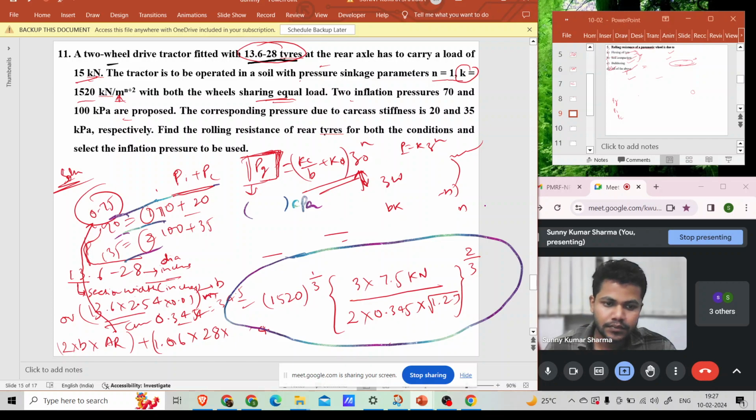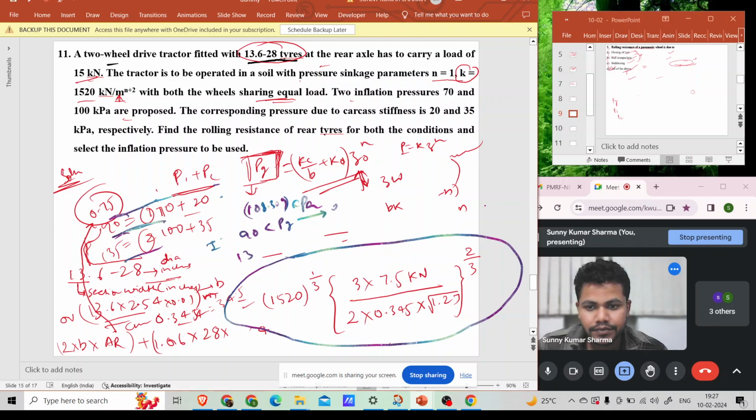Sir, the final value for this is 108.309. Okay. We first calculate it with 90. Pi plus Pc is 90, which is less than Pg. This ground pressure is more. Is this elastic or rigid? Ground pressure is more, the critical pressure which we calculated is lower.